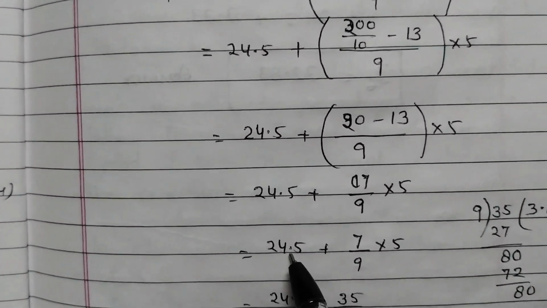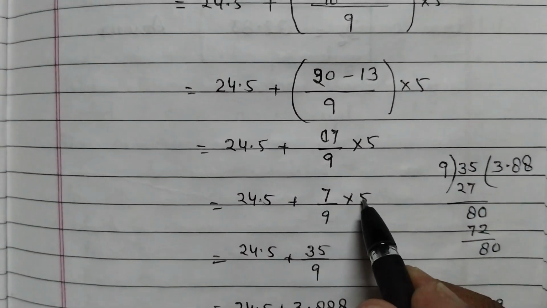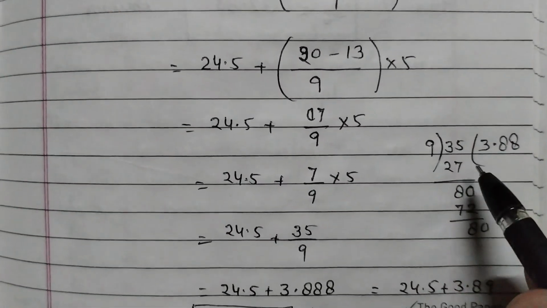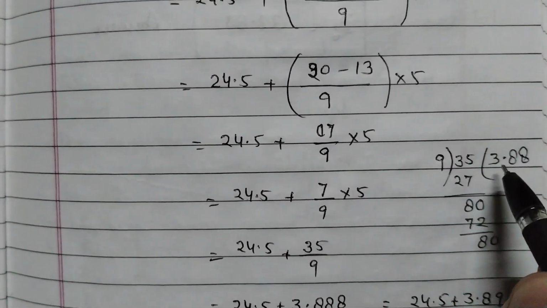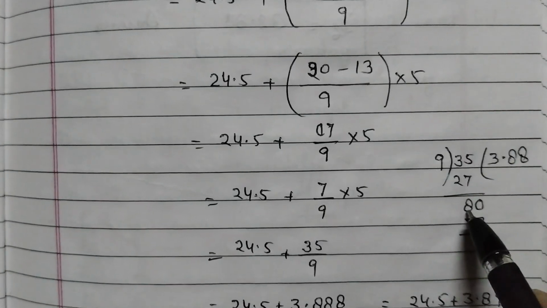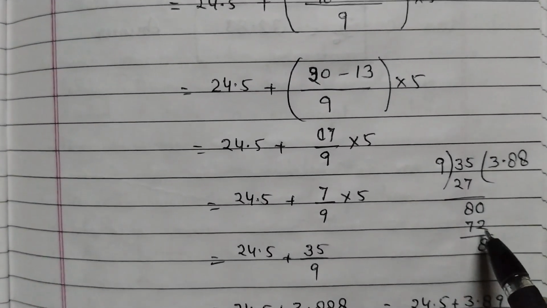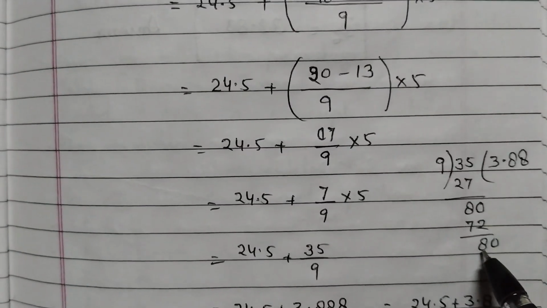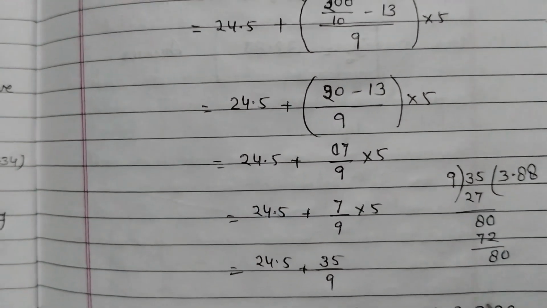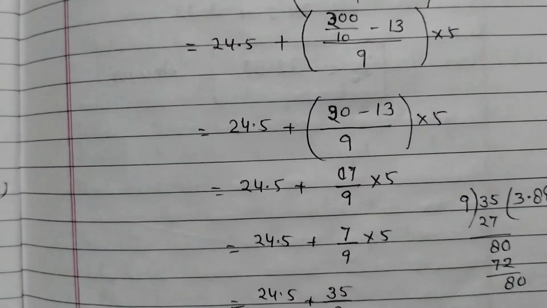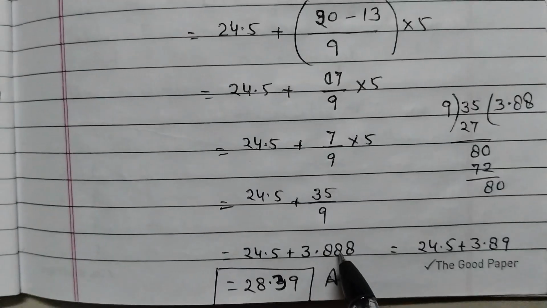Now 24.5 plus 7 by 9 multiplied by 5. 7 5s are 35 divided by 9. Here on the right hand side I have calculated 35 divided by 9. 9 3s are 27, remainder is 8. Putting decimal, carry 10. 9 8s are 72, remainder is 8, carrying 10. Again 9 8s are 72. So 24.5 plus 3.88, or 3.8788.